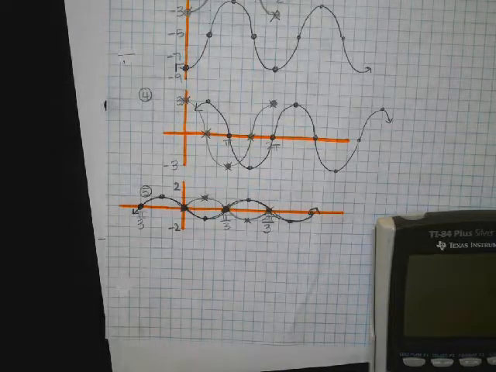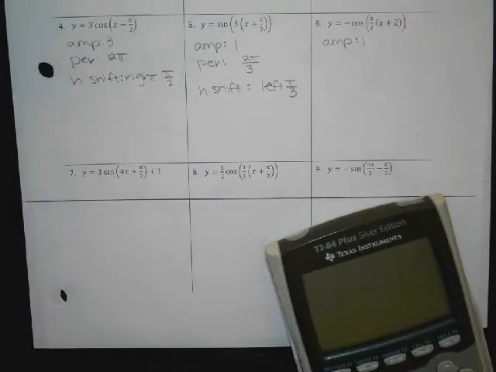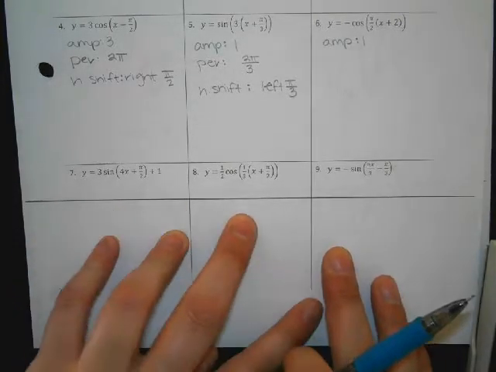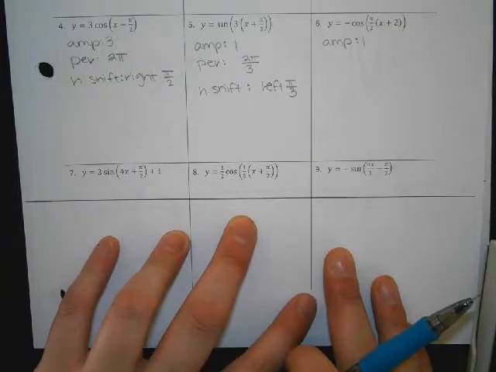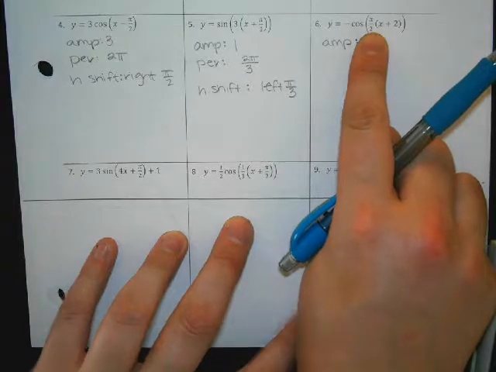So for number 6, things get a little weird. We have an amplitude of 1, that's not weird. But then things get weird after that. What is weird about number 6? The pi halves in front, right? Have we had any that have a pi halves as a coefficient? No, that's kind of weird.